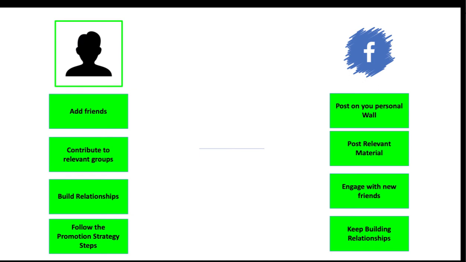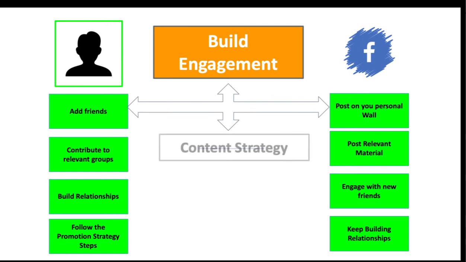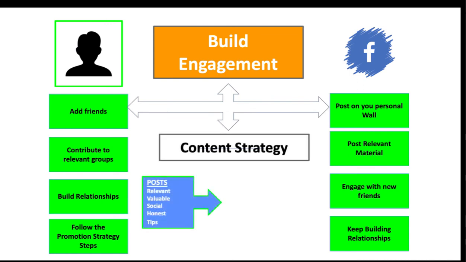Because this is social media, it's so crucial that you keep building relationships and you keep it very, very social. So these are the kind of ways that we actually build our overall engagement. Now the content strategy we would use is your posts would be relevant, they would be valuable, they would be very social, you'd be very honest at all times, and you would provide lots of tips and lots of content that would help people before you ever try and sell them anything.